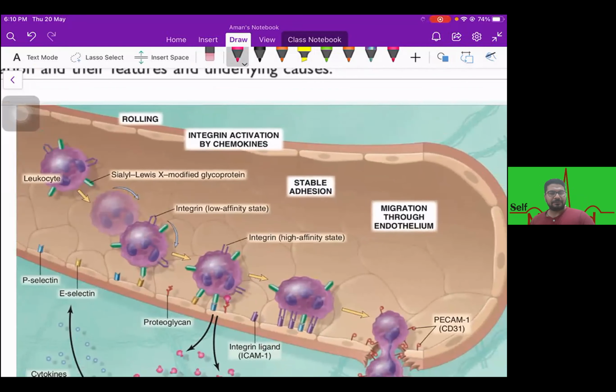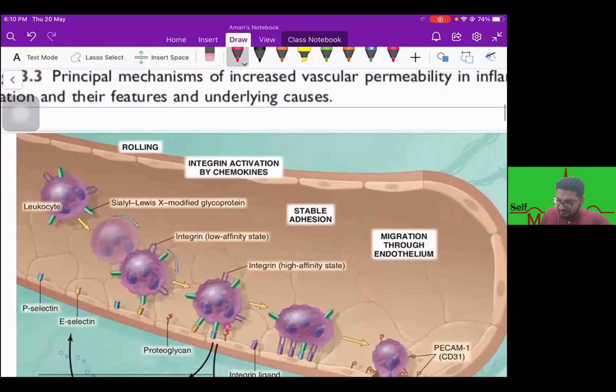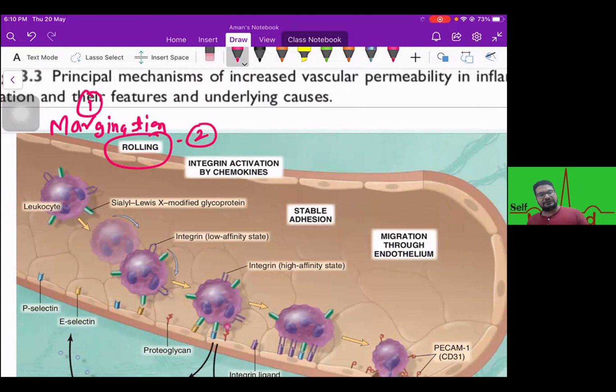Like I told you, in acute inflammation, how does the process occur? Initially there will be a process called margination, which is not given in this Robbins image, so I am just highlighting this. The first thing you will see will be margination. After margination, there will be rolling. Rolling is done with the help of selectins. Then you will see adhesion, so step number 3 will be adhesion.